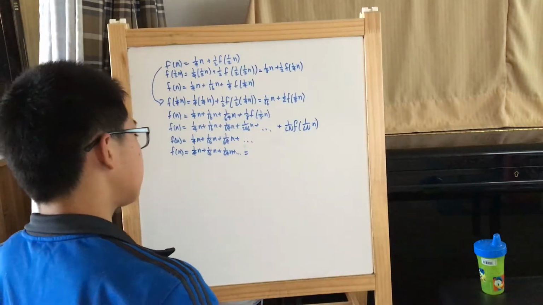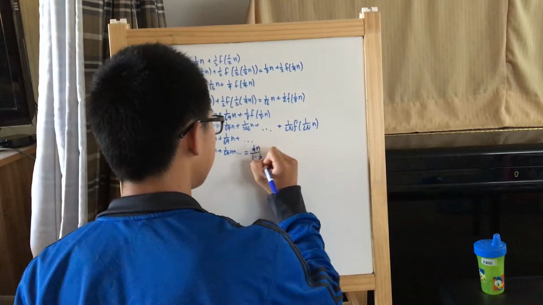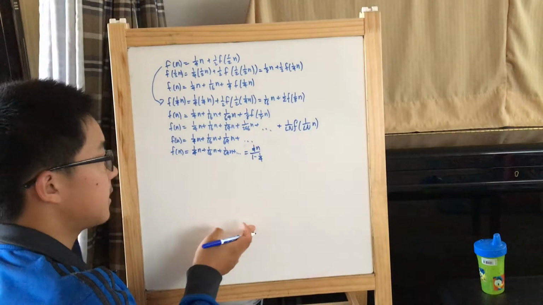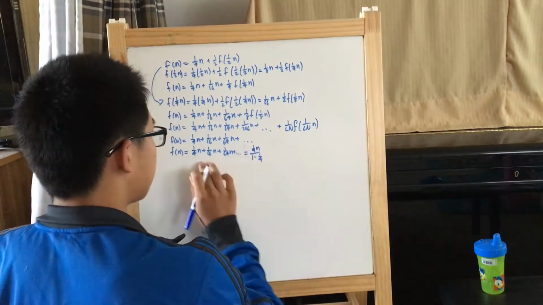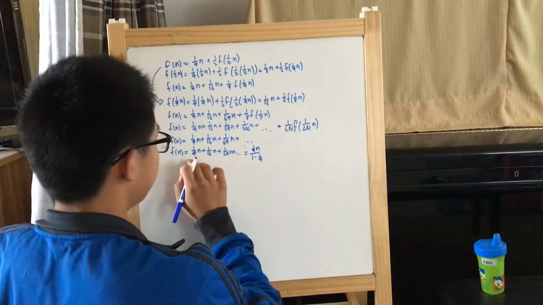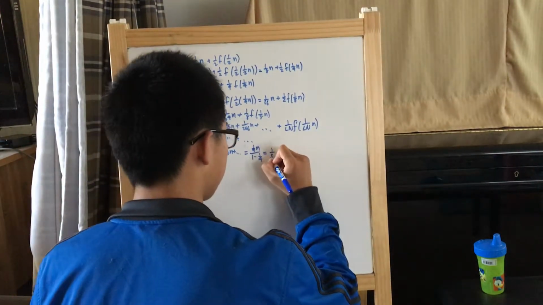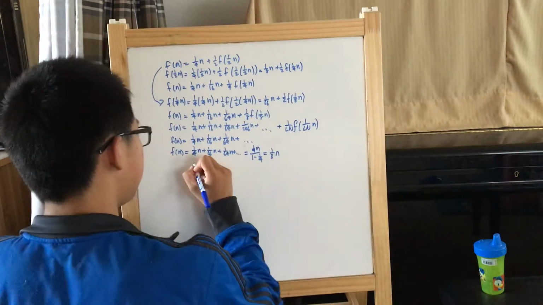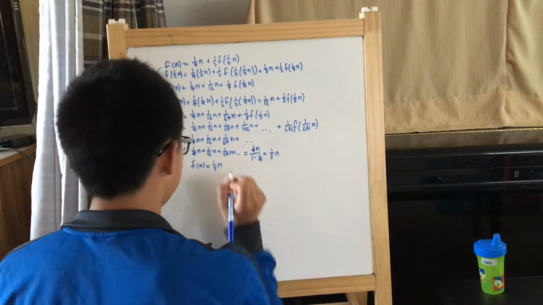1/4 n plus 1/16 n plus 1/64 n and so on equals 1/4 n over 1 minus 1/4, because you just use the formula for the sum of an infinite geometric series. 1/4 is the common ratio, as you can tell, and the first term is 1/4 n. So that simplifies to 1/3 n. And yay, we have our answer. F of n is equal to 1/3 n.